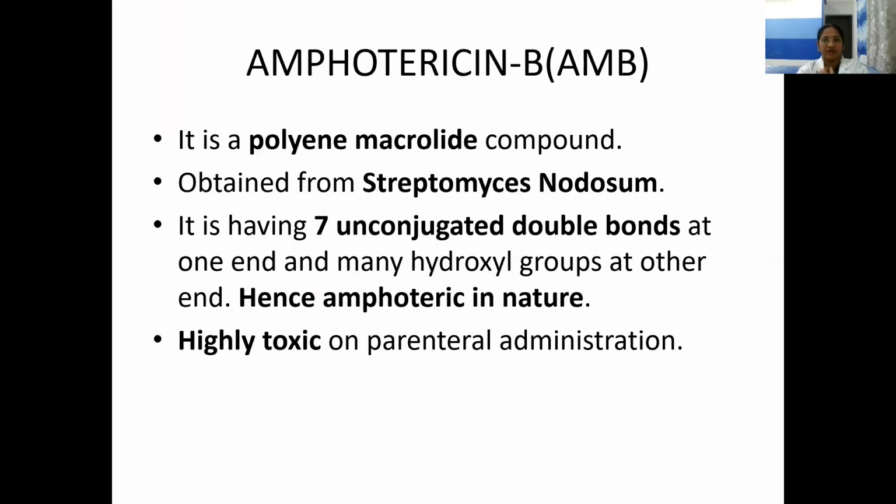Then coming to the individual drugs. The first one is amphotericin B. It is a polyene macrolide compound. Polyene means it consists of multiple unconjugated double bonds. It is obtained from Streptomyces nodosus. It has 7 unconjugated double bonds at one end, and at the other end it has hydroxyl groups. Hence, it is amphoteric in nature. What is amphoteric? It is soluble in lipid or soluble in water, both.